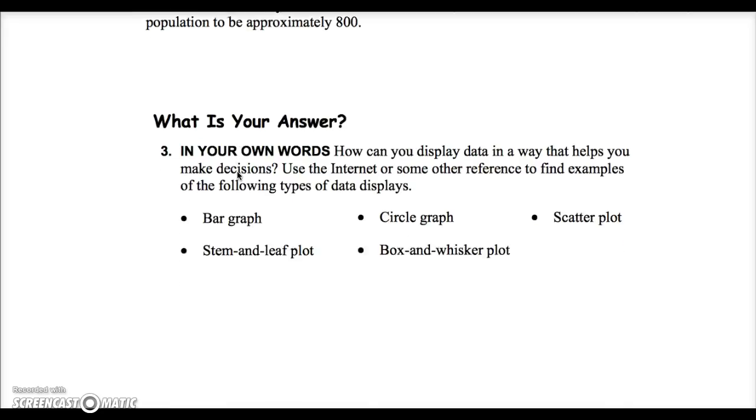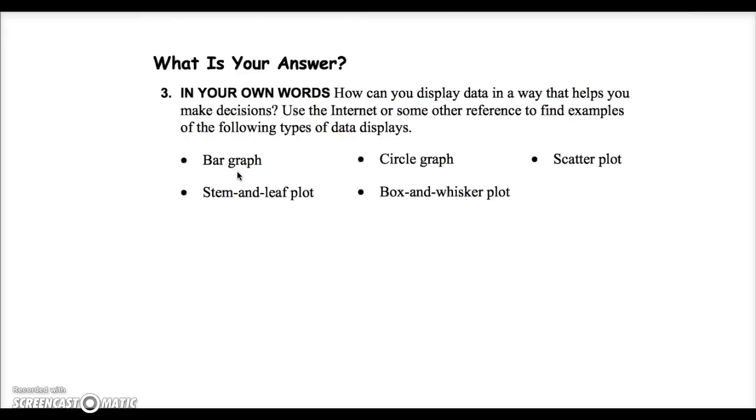Now, let's look down at number 3. It says, how can you display data in a way that helps you make decisions? Okay, and then what we're also going to answer is, how can it help you? How can using a specific data display help you answer questions about that data? So they've given us some ideas: bar graph, circle graph, scatter plot, stem and leaf plot, box and whisker plot. These last 2 are probably ones you're not as familiar with, but different types of graphs.